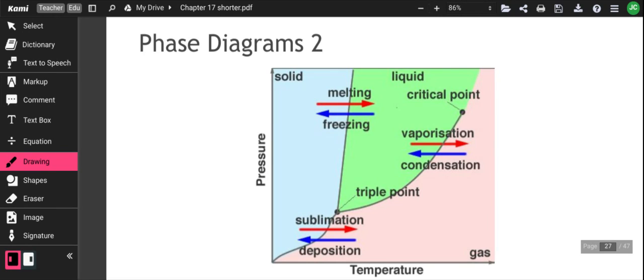But then there are these concepts down here, sublimation and deposition, which describe what happens when we go right from a solid to a gas or a gas to a solid. Just knowing where they fall is an important part of this, so please be aware of that.